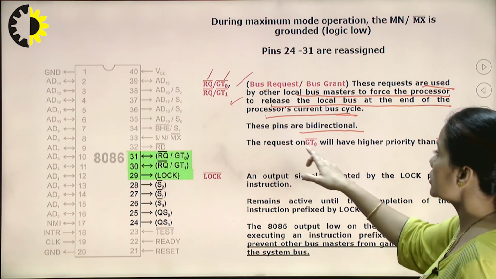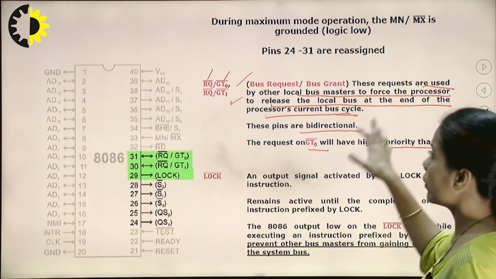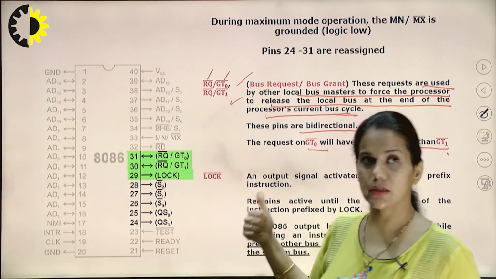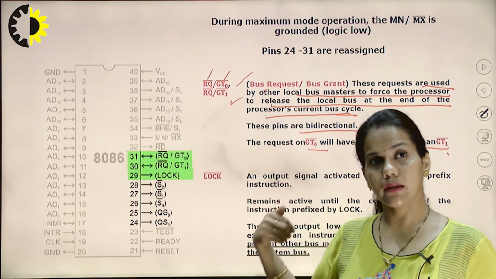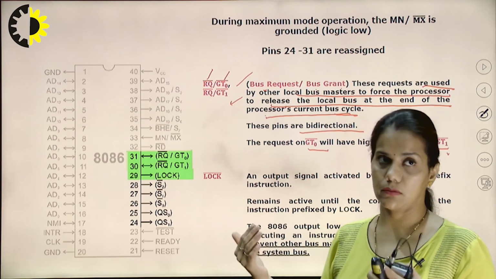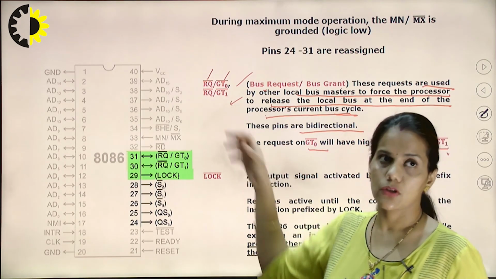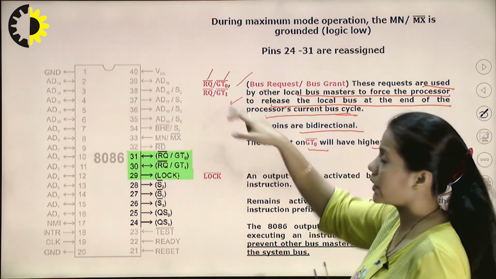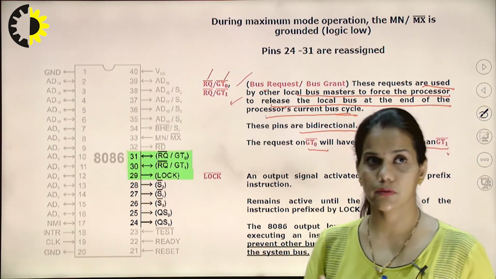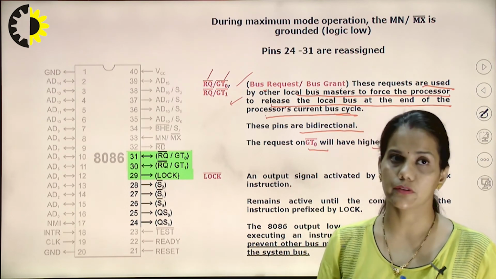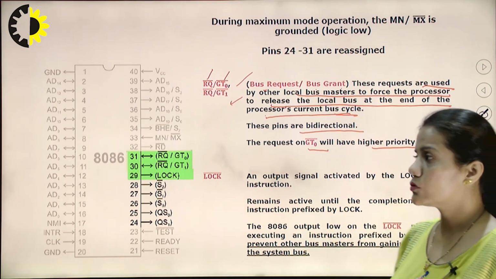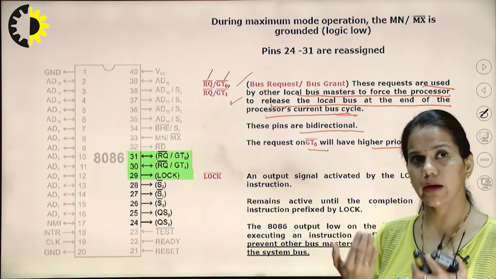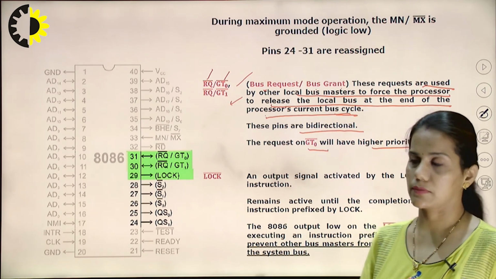The request on GT0 will have higher priority than GT1. So suppose both masters are sending the request through these lines. The master connected to GT0 will get the bus access prior to the other one. It will get the acknowledgement first, and the other master, connected to RQ/GT1, will receive the acknowledgement thereafter. In this way these pins are used to request the bus control as well as to get the acknowledgement of the bus access.